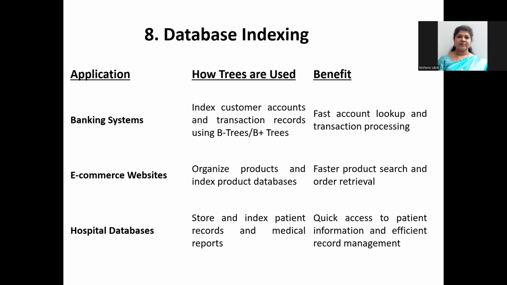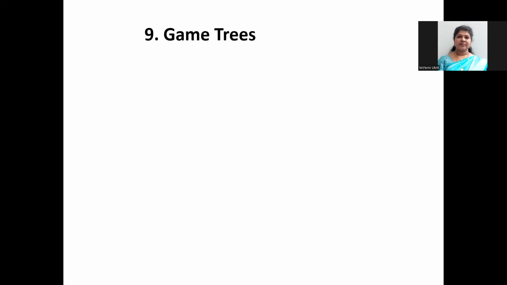And hospital databases will store and index patient records based upon their IDs. They'll have a patient ID, and the tree will help to locate the patient's records easily. There are laboratory reports, patient records, medical history, appointment scheduling, everything comes here. So that they'll have quick access to the patient information and efficient record management.